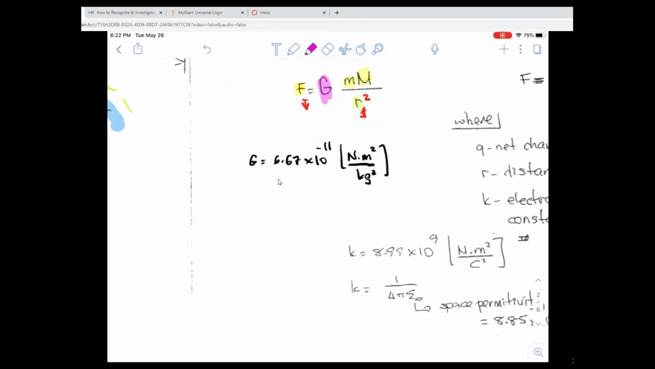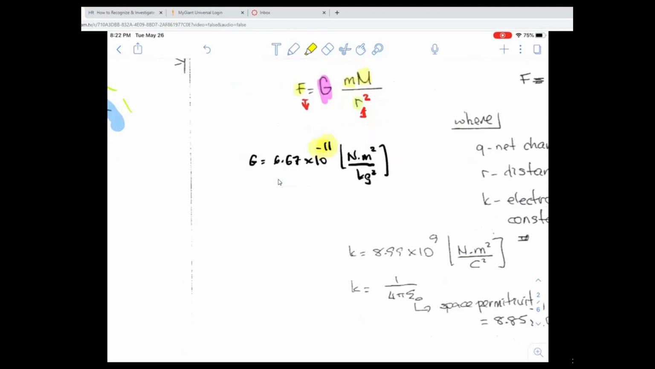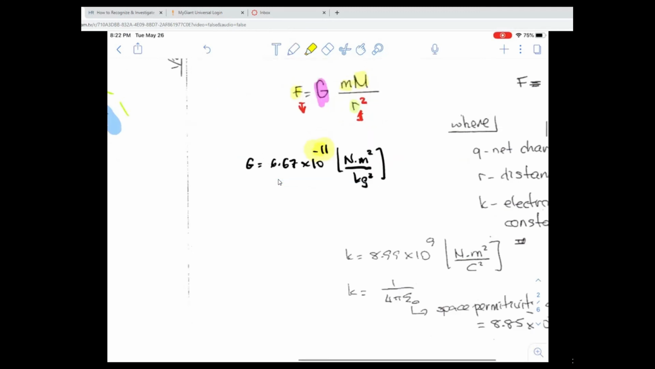The strength of gravity is 10 to the minus 11. Is this a big force or a small force? 10 to the minus 11 makes it extremely small, which means that gravity is extremely weak. So Newton originally came up with this.